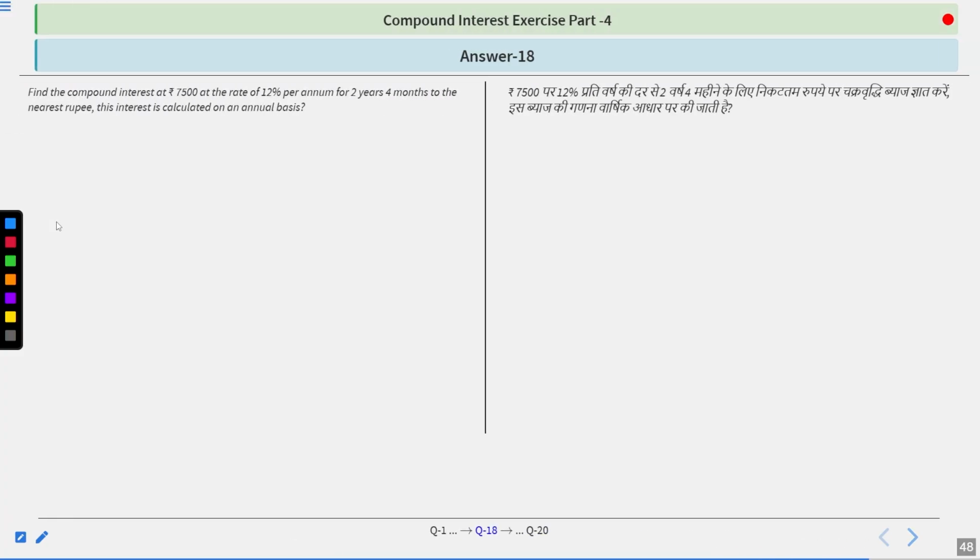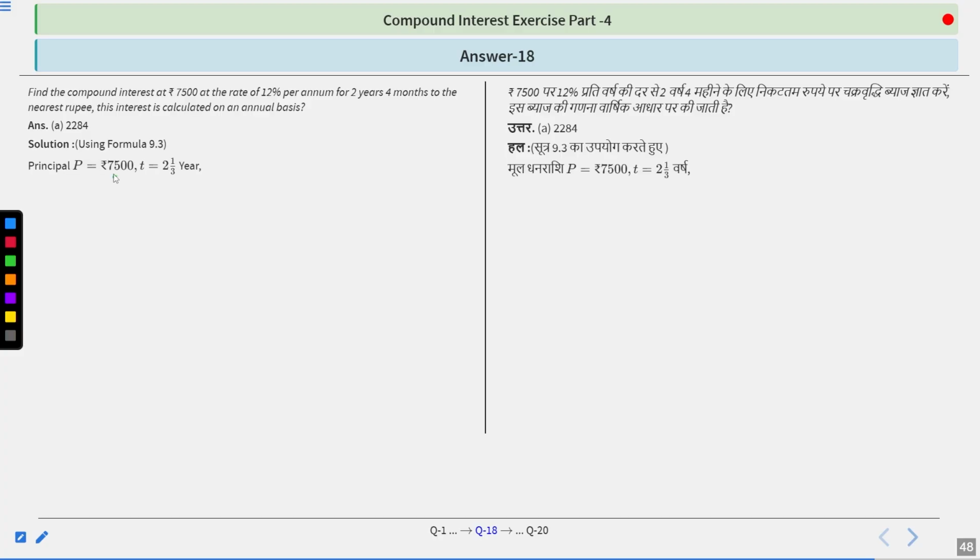So we have to find the compound interest. Principal is rupees 7,500. Rate of interest is given to us. Time period is also given to us. Now the answer to this question is option A, 2,284, and we are using formula 9.3 to solve this one.